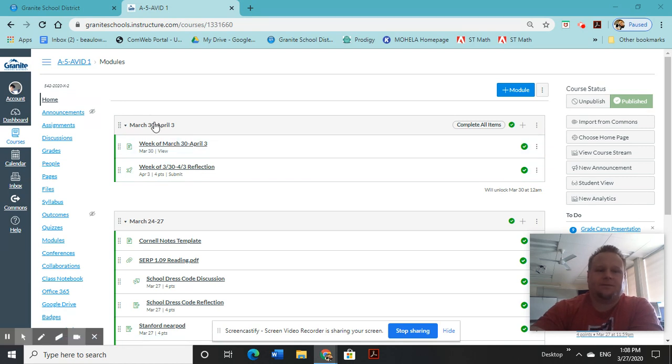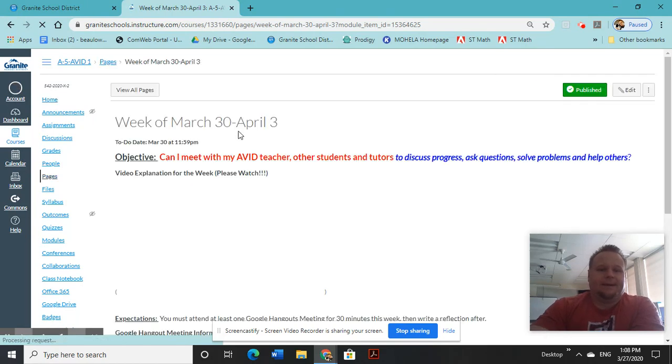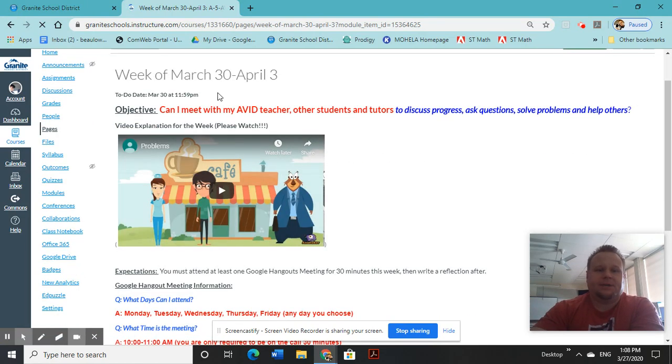So what you're going to have to do for this module, we're going to click on March 30th to April 3rd. This is a page that just describes what we're going to do, what the lesson is. And then as you can see here, there's a reflection. It's set up as a quiz, but it's just a reflection about this week. So go ahead and click on that. Our objective is to meet with your teacher, other students, and tutors to discuss progress, ask questions, solve problems, and help others. So that's our goal.